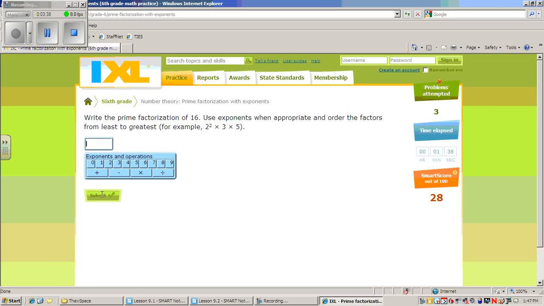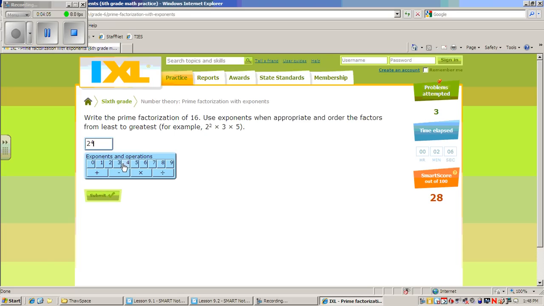All right, so 16. We have a couple different options. We could do 8 and 2, which is what I think I want to do, or you can do 4 and 4. 8 and 2. 2 I know is prime, so I would circle it. 8 would be 4 times 2. I'd circle my other 2. And then I break down the 4, and I have 2 times 2. So I have 2 to the what power?